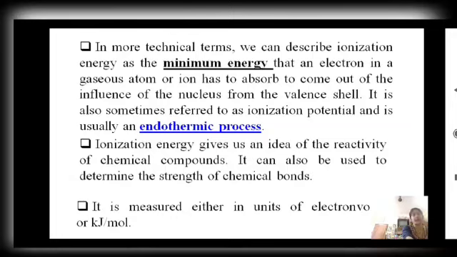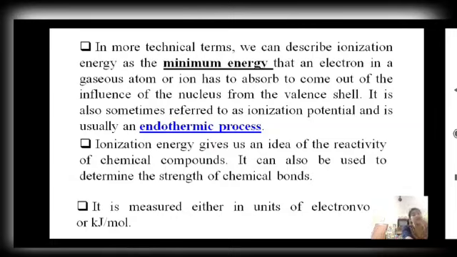I hope we all know about the endothermic and the exothermic processes. The process in which heat is released is exothermic, but in this case the amount of energy or heat that is required to be absorbed to remove the electron from the outermost orbit. So it is obviously an endothermic process.